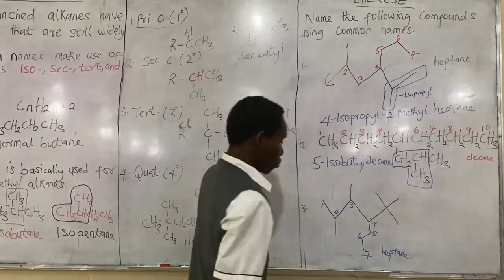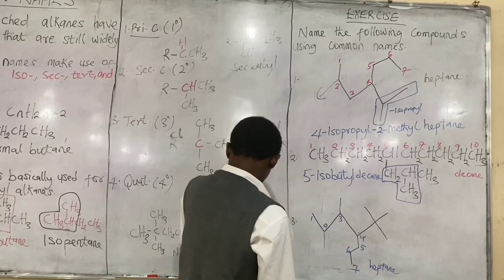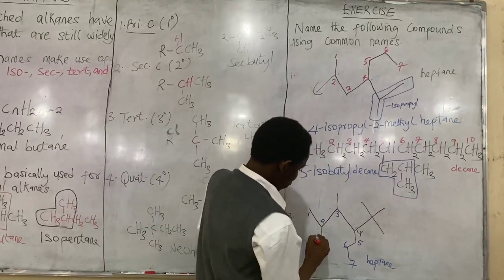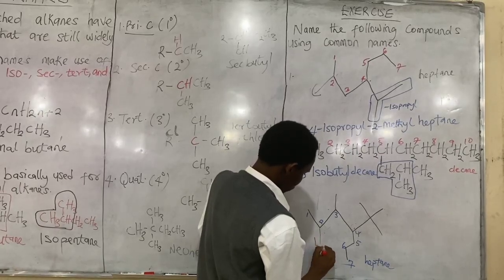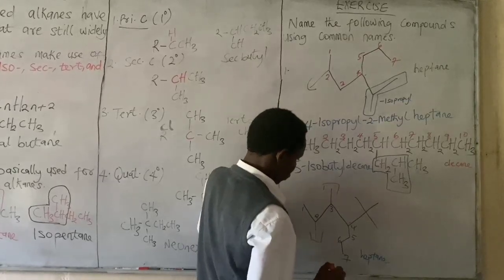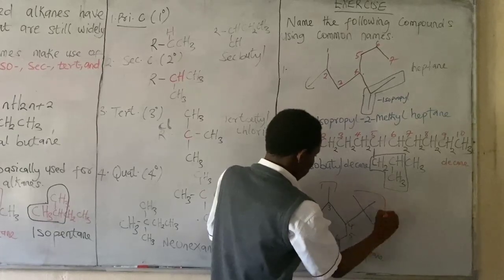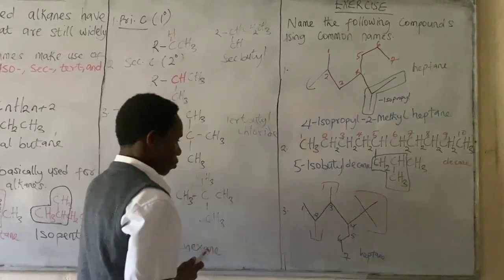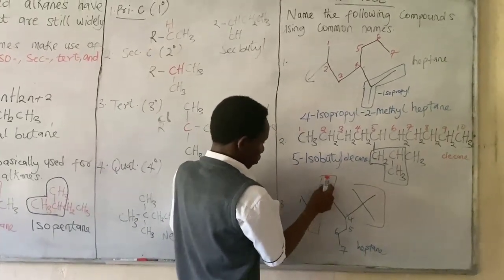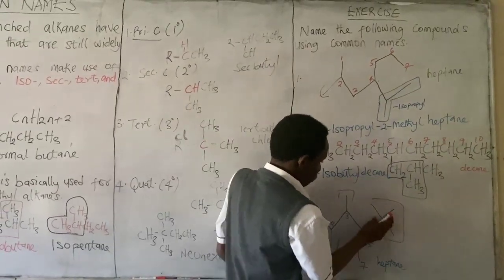The next thing we'll look at will be the substituents. Let's use our black now. We have one substituent here, another substituent here, and another substituent here. Of course, we have another substituent. Let's focus on this last substituent.